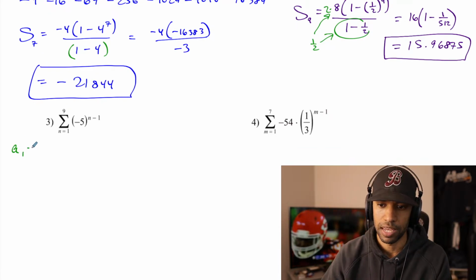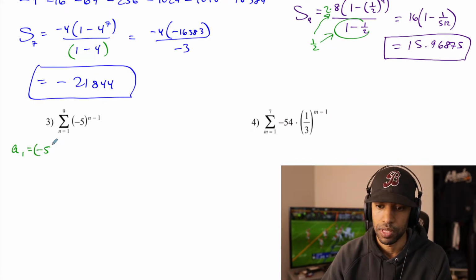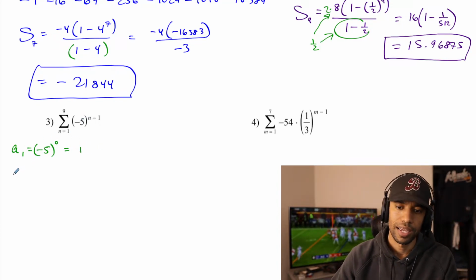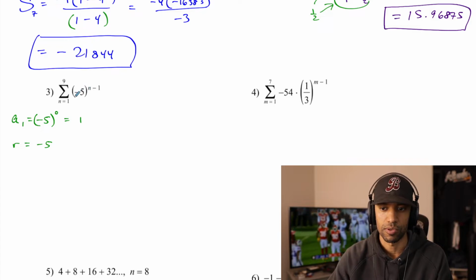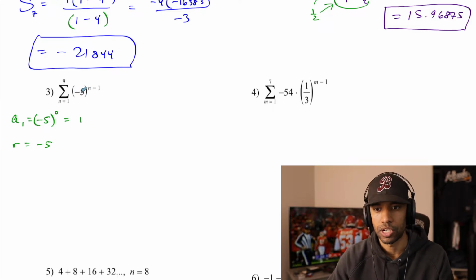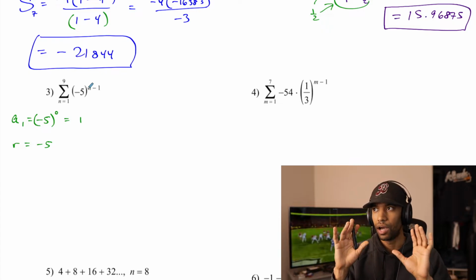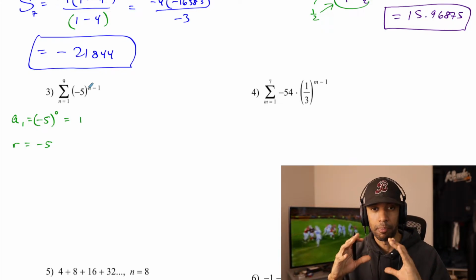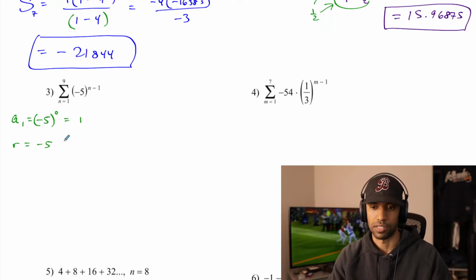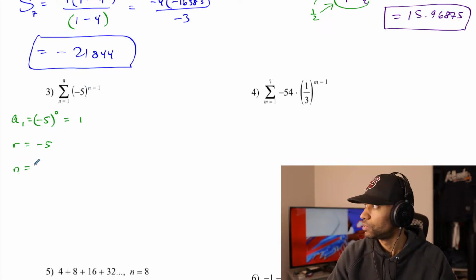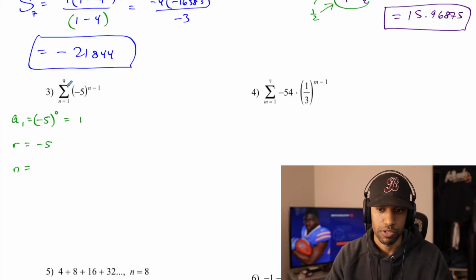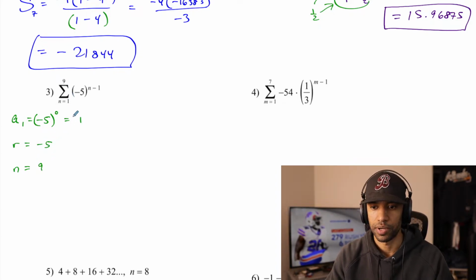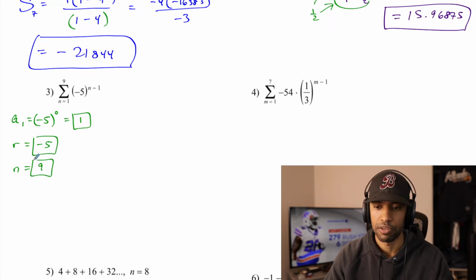So the value of the first term, a sub 1, is negative 5 to the 1 minus 1 power, or 0 power, which is 1. R is that negative 5. This is why I said you have to know a little something about geometric sequences. The way geometric sequences work is the common ratio is the value that would be the base raised to your variable power, right? That's the common ratio. And n is the number of terms that exist in your sequence. From 1 to 9, that is 9 terms. So we had to spell these 3 things out, and we have the 3 bits of information we need for the formula.